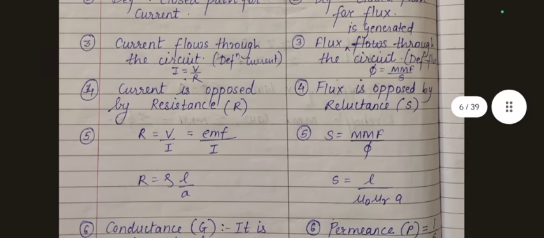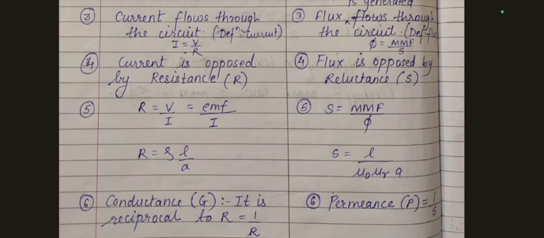Then the fifth point, just write about R, that is resistance: it is V upon I or EMF upon I. And the other formula we also know, in which resistivity is included: R is equal to rho L by A, where rho is resistivity. These are the formulas we all know for electric circuit resistance. Now here we have to write about reluctance. So S is equal to MMF upon phi, and S is equal to L upon mu naught mu R A. I have derived both these formulas for you.